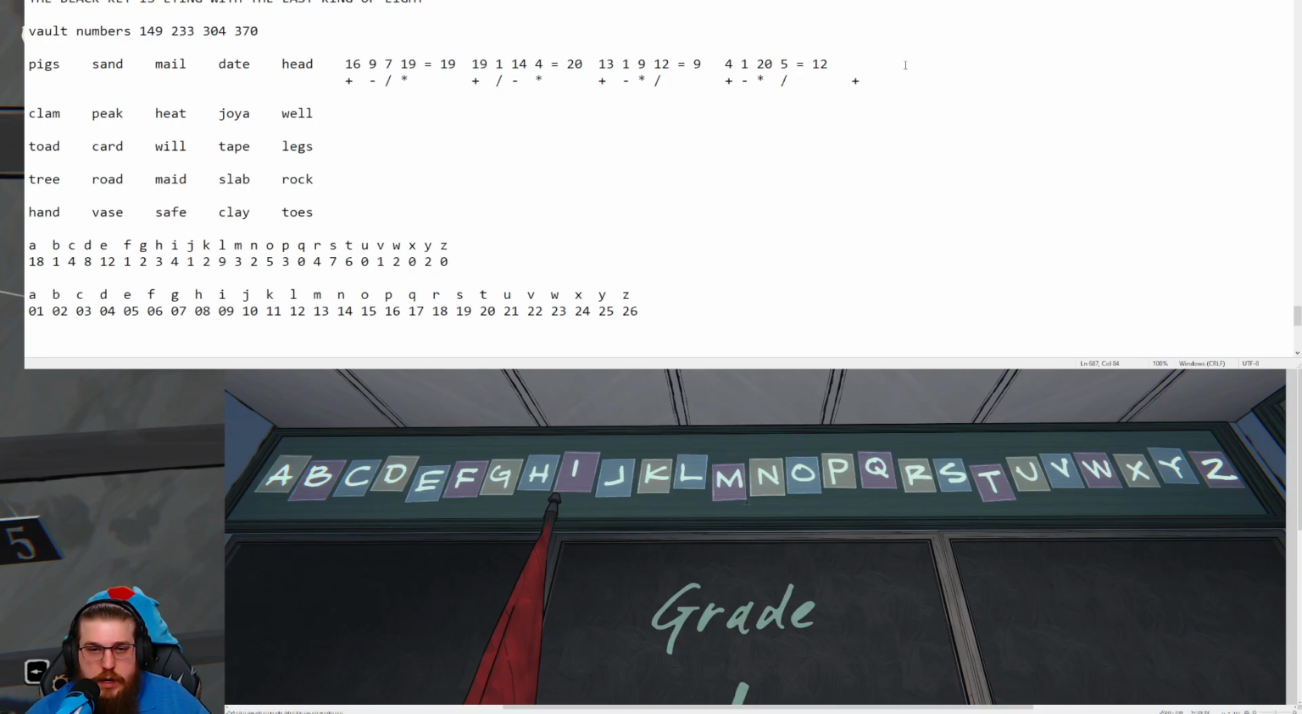We got H 8, 5, 1, 4. This one's a little easier. Minus, divide, multiply. 8 minus 5 divided by 1 times 4, 12. Oh boy.